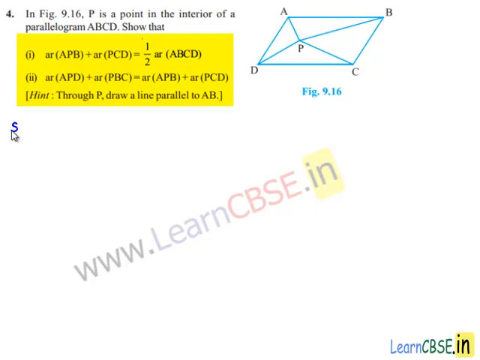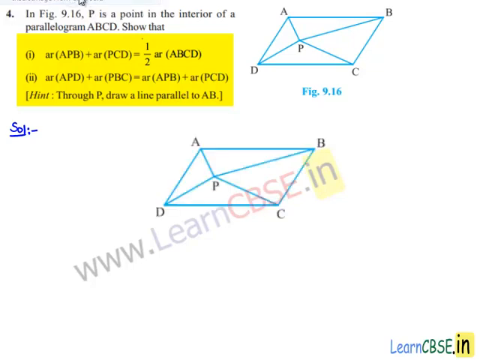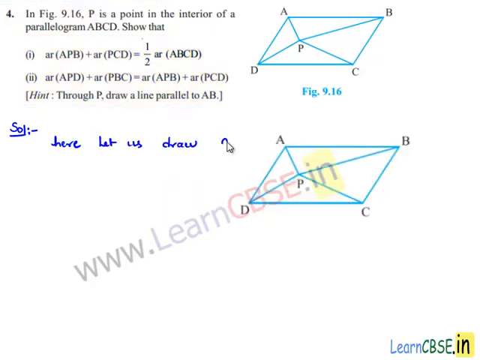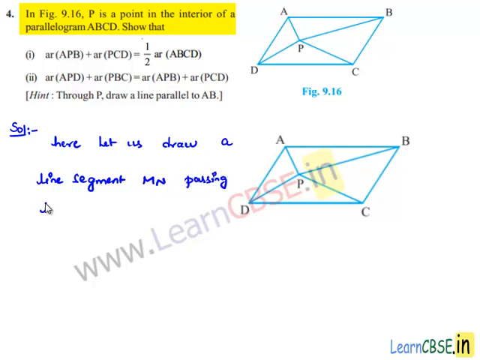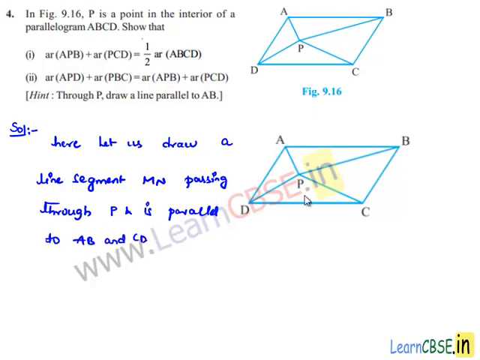Now moving on to solution. Let us consider the figure which is given here. Let us draw a line segment MN passing through P and is parallel to AB and CD. Now we came to know that MN is parallel to AB and MN is also parallel to CD. Therefore we can say here MN is parallel to CD, which in turn is parallel to AB.